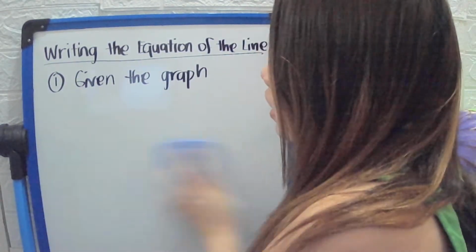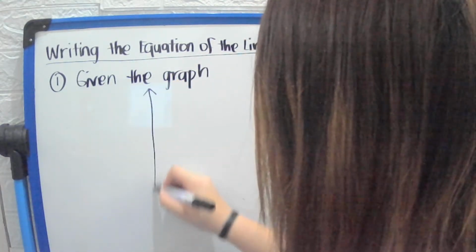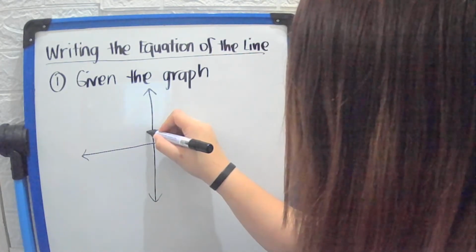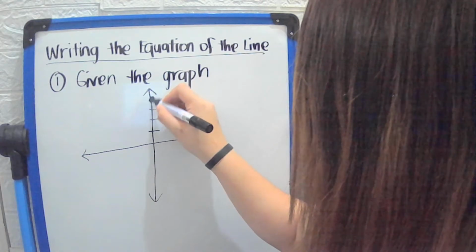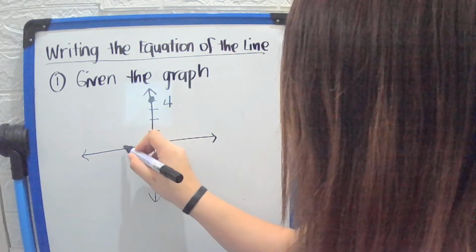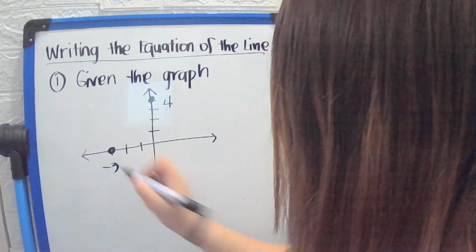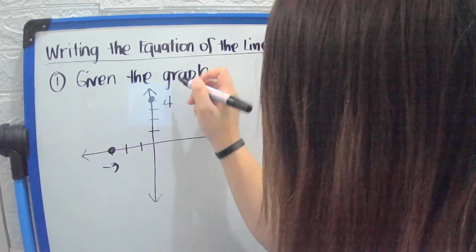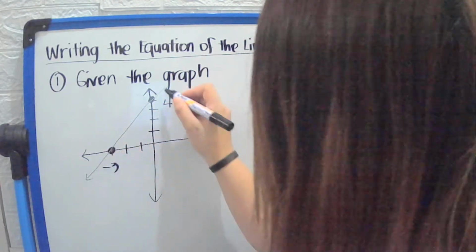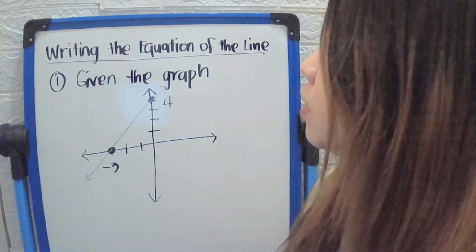So this is easy because what you're going to do is first, if you are given the graph, for example, I have this point. Let's say this is 4, and then another point here. Let's say this is -3, and the line passing through those points. So if you're given the graph, what will be the equation of the line?